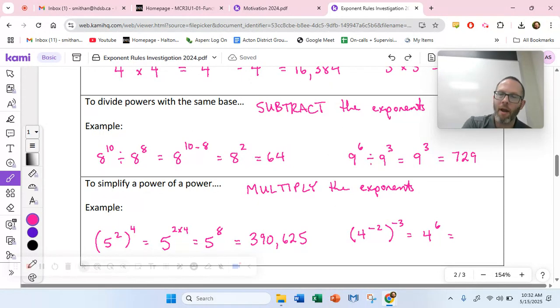The exponent rules are our friend. They can help make complicated scenarios like that into something more manageable. 4096. All right. If you're feeling very good about this, that's great, because this is all from grade 9.